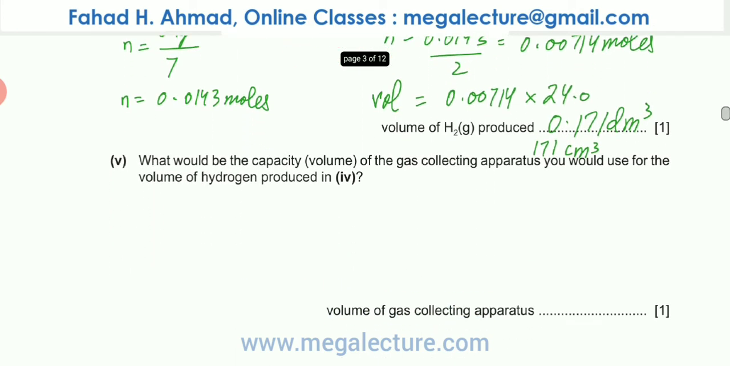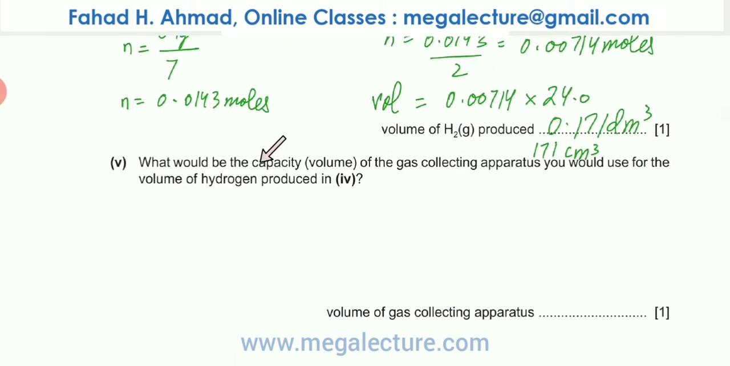Because the next part of the question is, what would be the capacity of the gas collecting apparatus you would use for the volume of hydrogen gas produced in 4? So what I'm going to do is, let's keep it as 250 cm³. You need a safe limit. That's the total amount of gas that's going to be collected, 171 cm³. So you need some room.